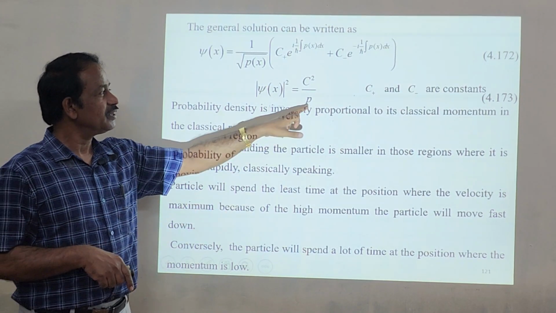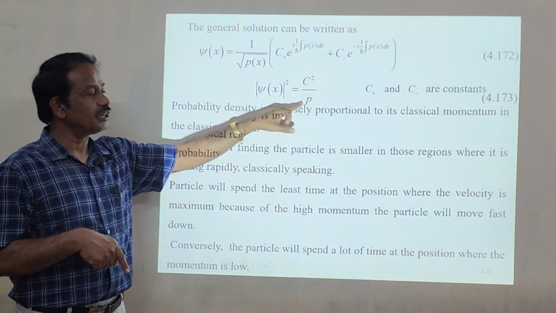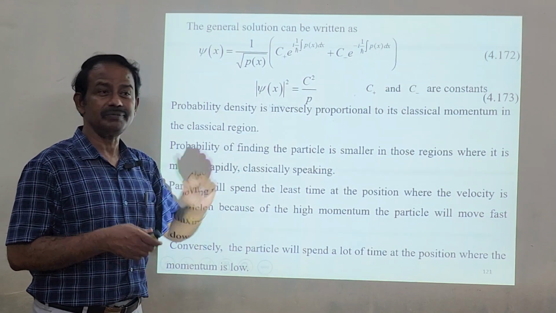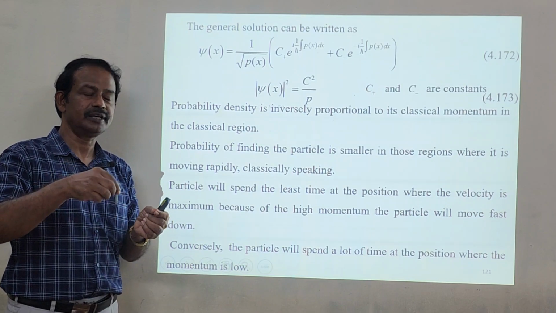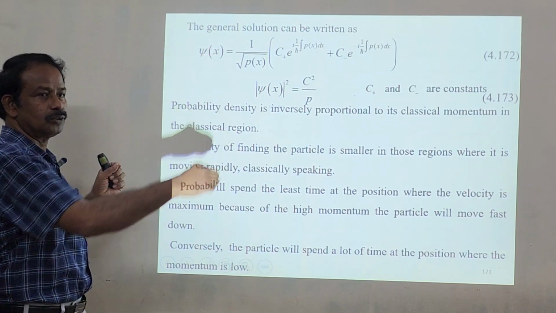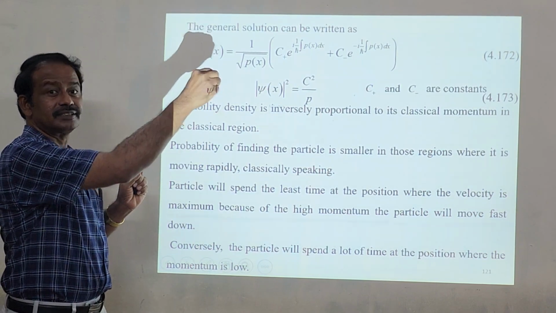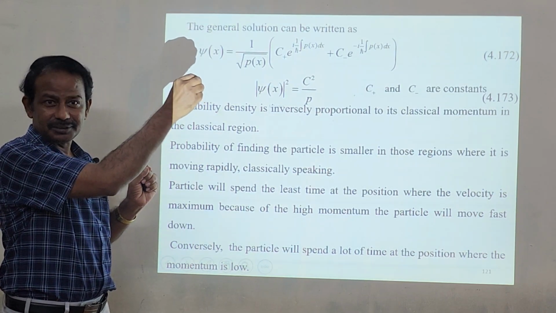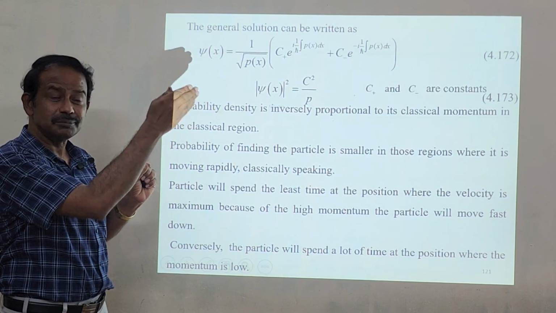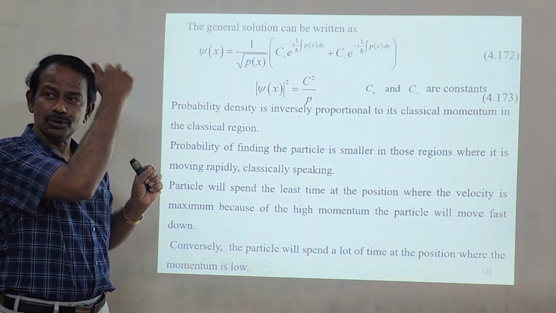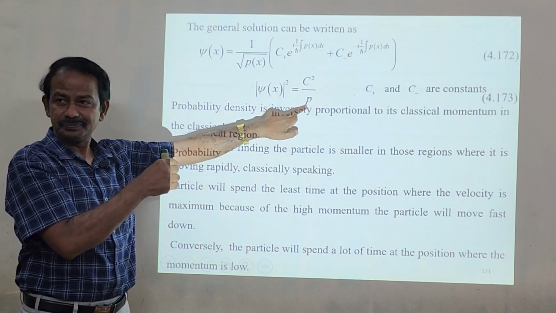It implies that if p is more, this will be very less, and when p is less, this will be more. Suppose we take harmonic motion, which goes back and forth. We'll have a potential, and suppose the particle goes here and stops somewhere where the velocity is almost 0. The momentum will be very, very low, the velocity will be very, very low, and there we can find the particle more. The probability of finding the particle is more where p is very less.